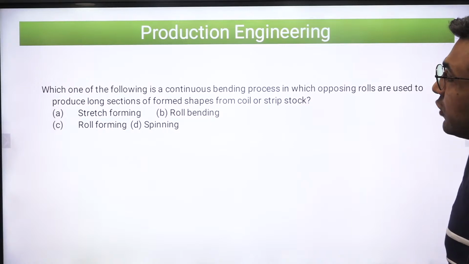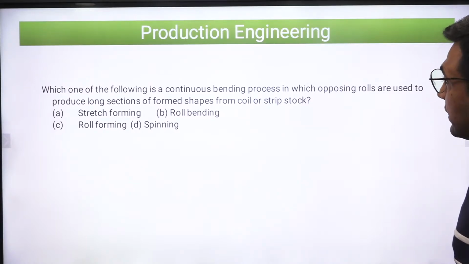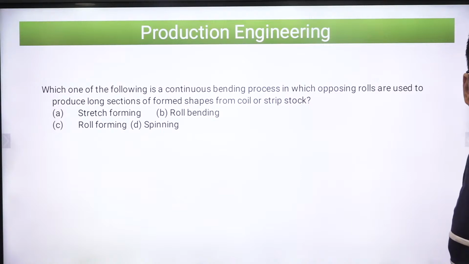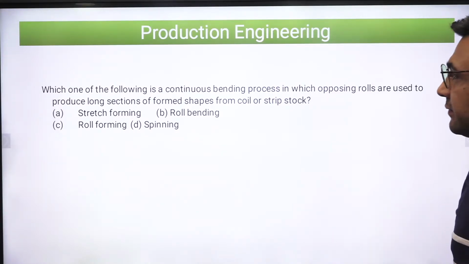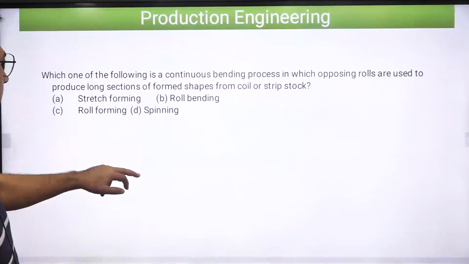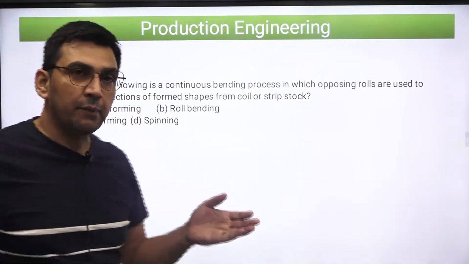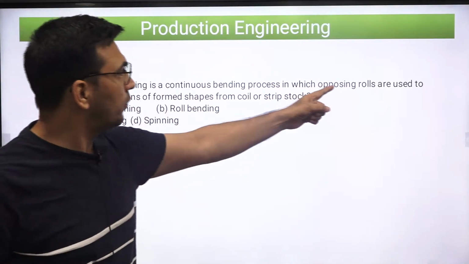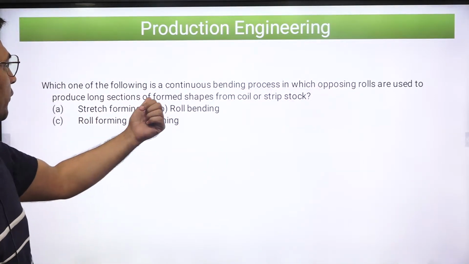Okay, so what it says: which one of the following is a continuous bending process in which opposing rolls are used to produce long sections of formed shapes from coil or strip stock. See, he has confused you over here just by mentioning the term continuous bending. If it is continuous bending, then obviously it is a process of bending. But see, he is saying continuous bending.